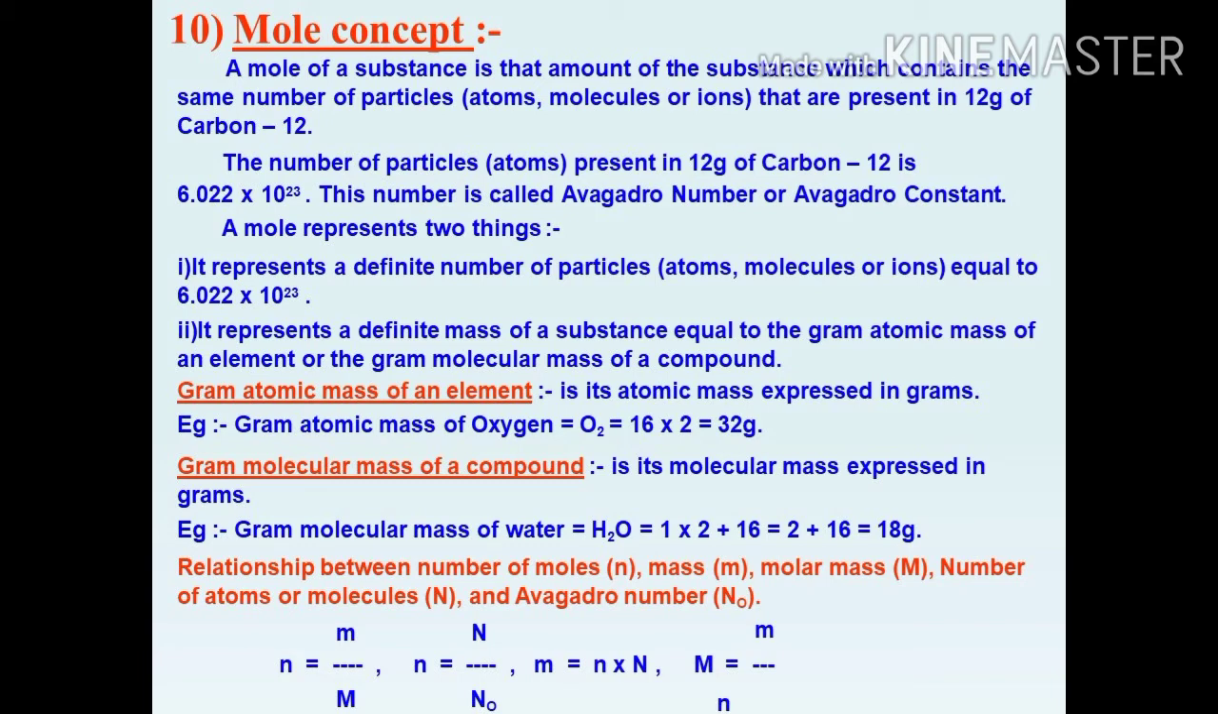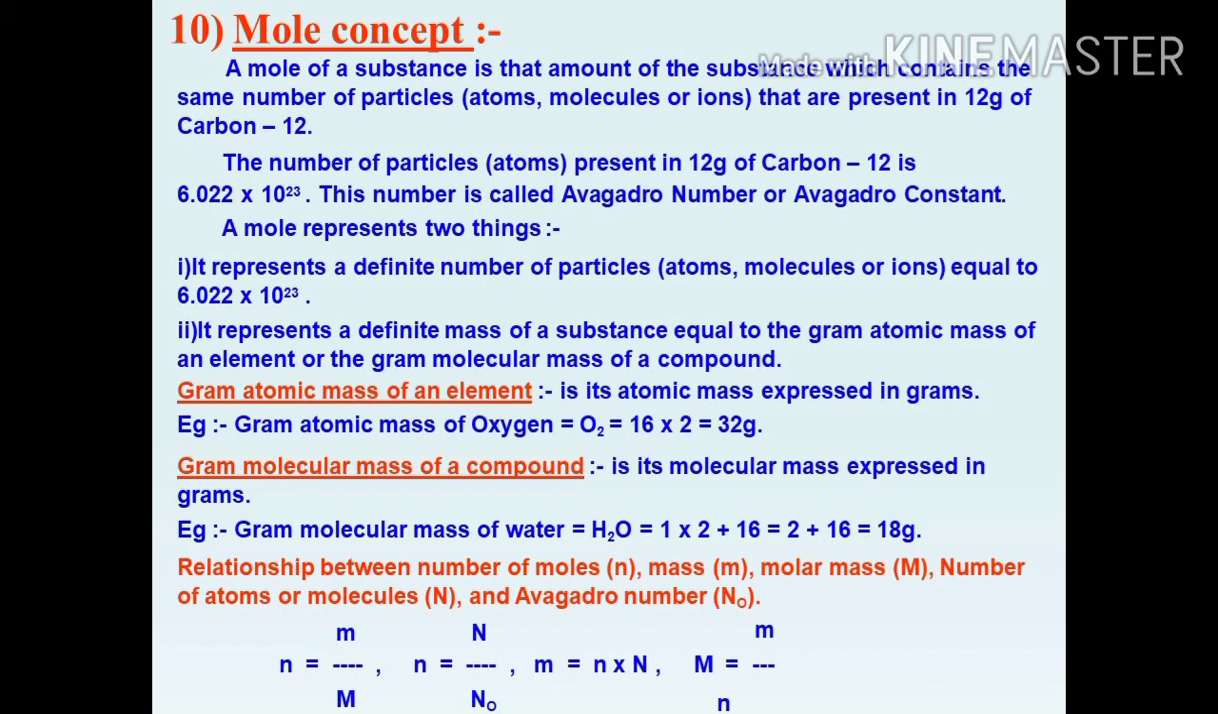Second, it represents a definite mass of substance, which is equal to the gram atomic mass of an element or gram molecular mass of a compound. What is gram atomic mass of an element? It is atomic mass expressed in grams. Example of gram atomic mass of an element: gram atomic mass of oxygen. Oxygen, what is the chemical formula? O2.